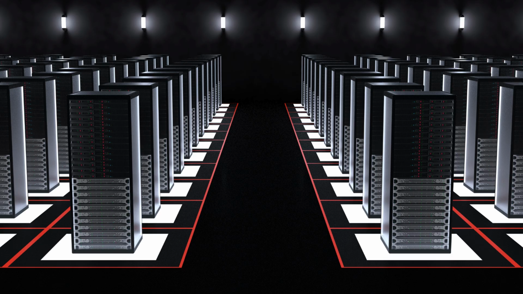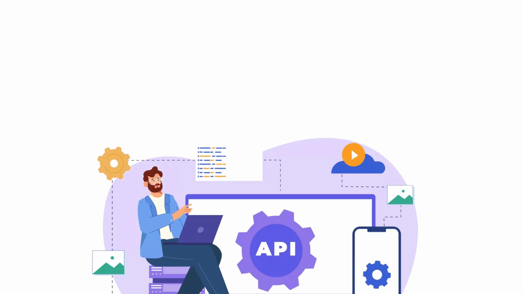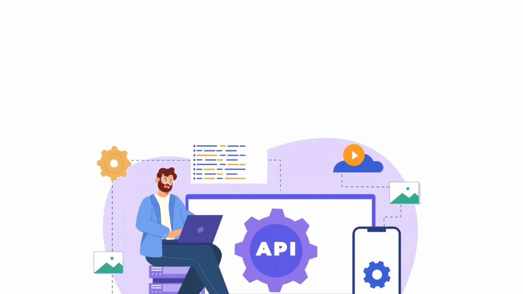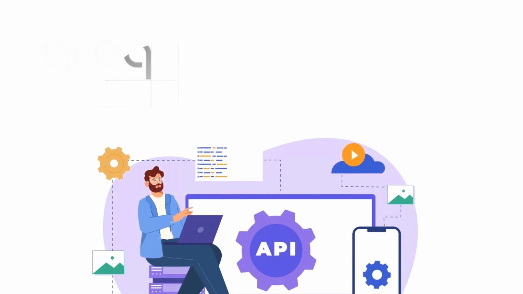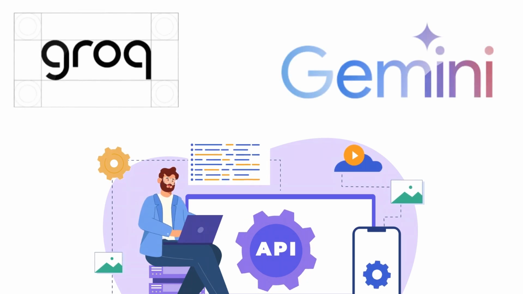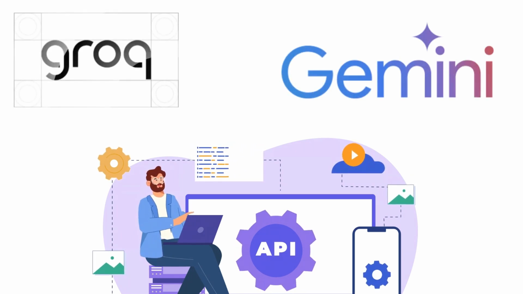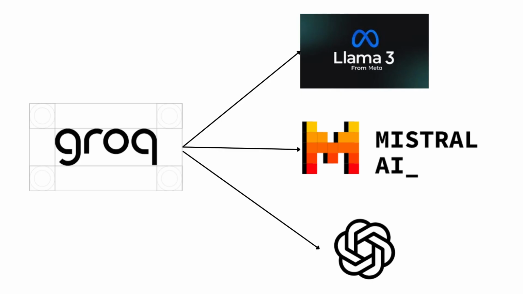LLMs can be huge in size, hence we need high specifications to run them in our system. So to achieve this, we can access models through API services. Platforms like Groq and Gemini provide free tier services, and we can level up whenever it is required. Groq provides various models including Llama, Mistral, and OpenAI Whisper for both text and audio processing.